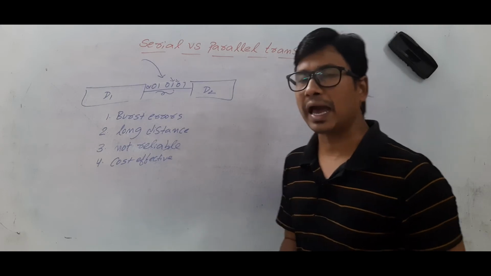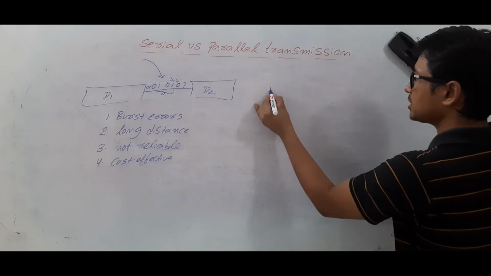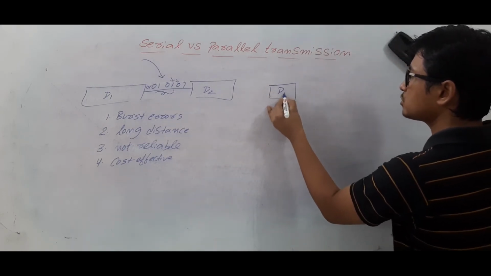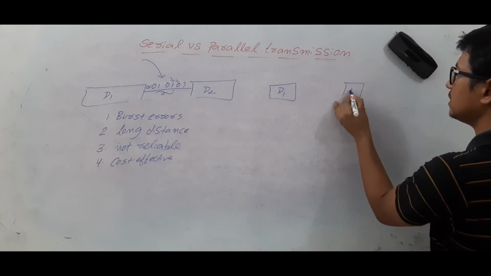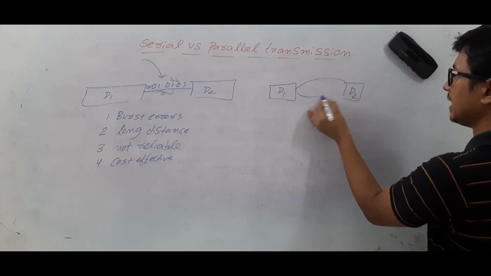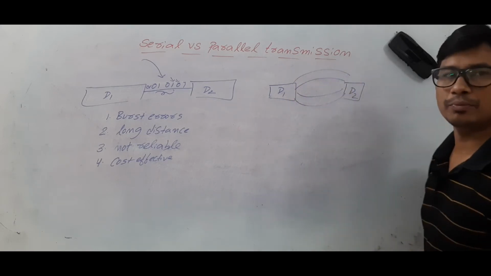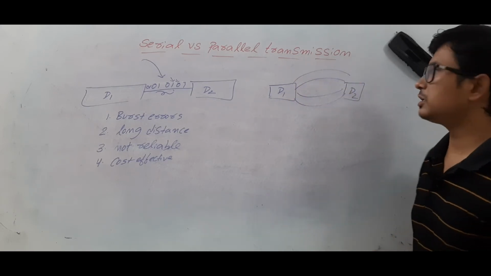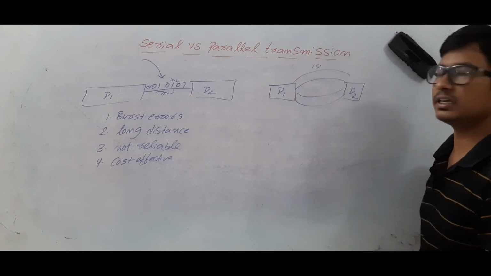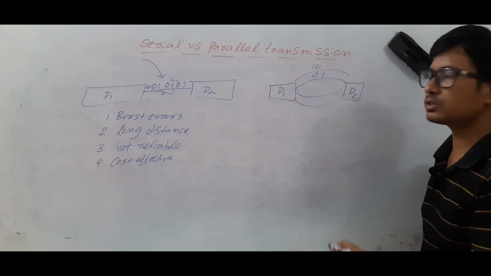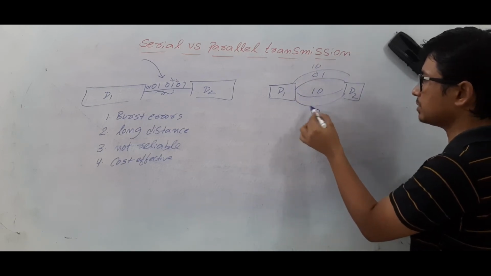And coming to the parallel communication, the communication between device 1 and device 2 happens like this: I will have parallel lines. So using these parallel lines, I will communicate. Suppose I want to send 8 bits: first 2 bits I will send here, next 2 bits I will send using this one, next 2 bits and next 2 bits.